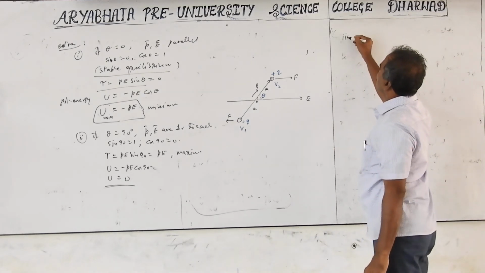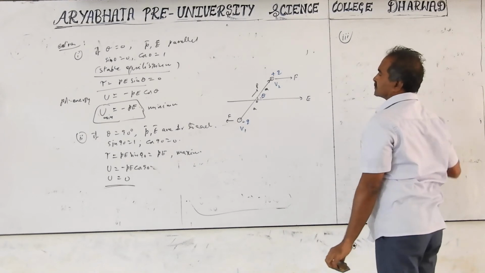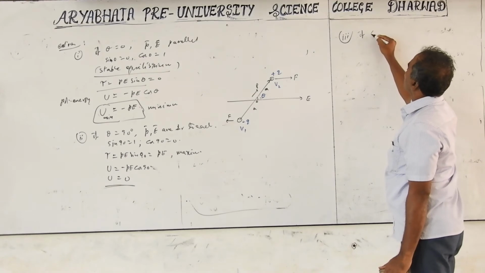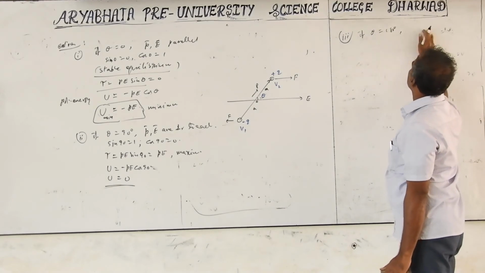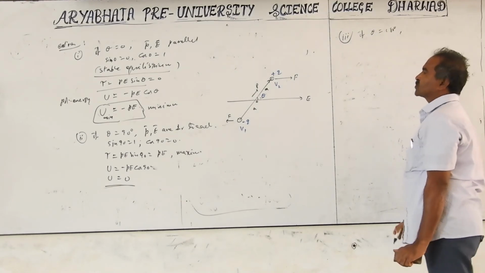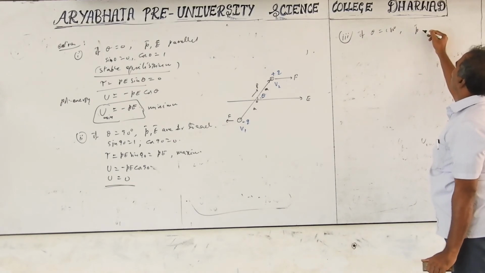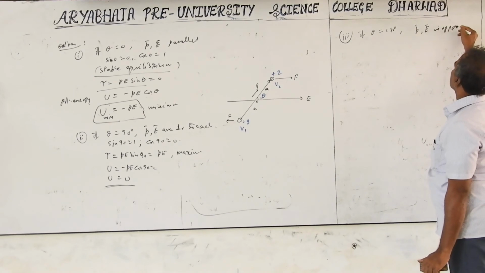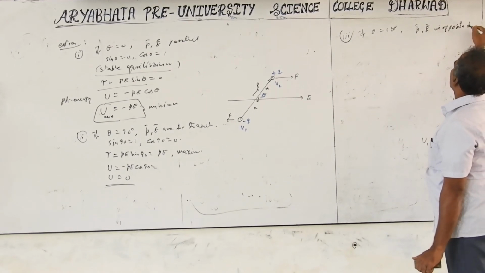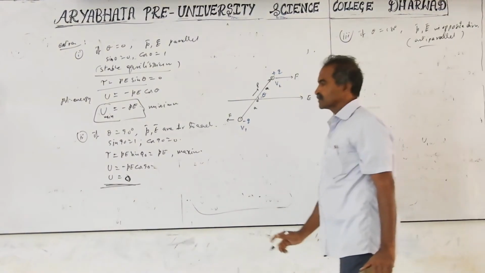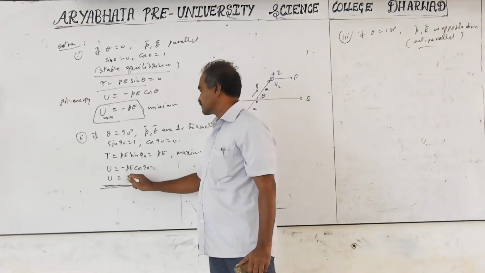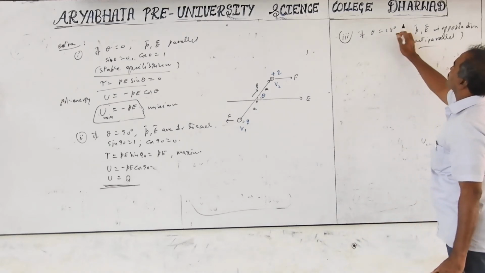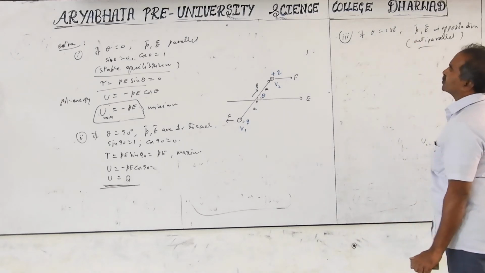Next condition: if theta is equal to 180 degrees, it means P is anti-parallel, opposite to E, in opposite directions. U is 0, please check on that. If you take 180 degrees, that means P is opposite to E.